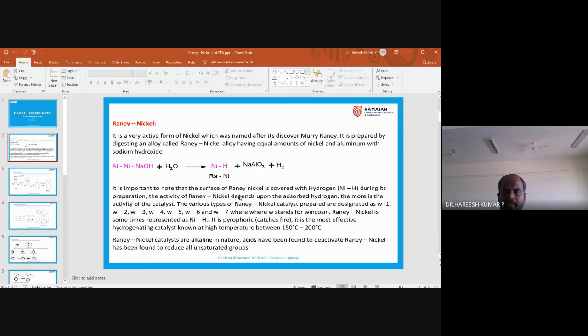It is important to note that on the nickel surface, hydrogen is adsorbed. If more hydrogen is adsorbed on the nickel surface, the reactivity of the catalyst is higher. Among the types, there are W1 Ra-Ni nickel, W2, W3, W4, W6, and W7 also. Here W stands for Wisconsin. And one more thing, Ra-Ni nickel is a hydrogenating catalyst. That means it will add hydrogen to the substrate. We will look into what the substrates are. This reaction is more effective at 150 to 200 degrees temperature, that means at high temperature.